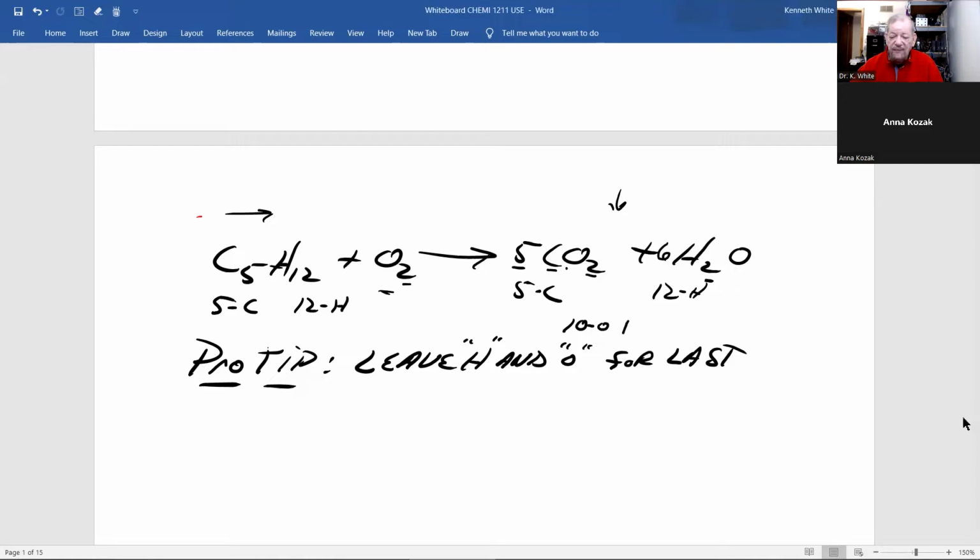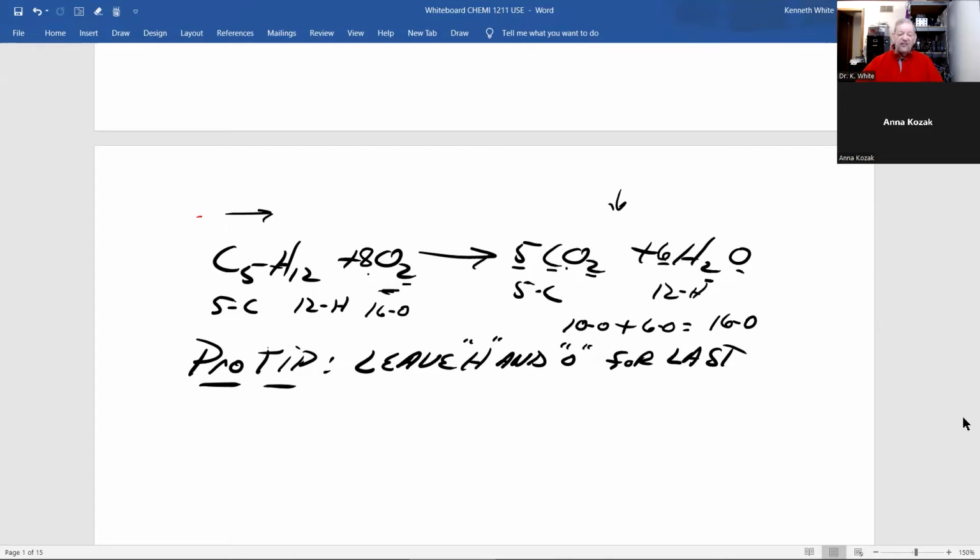Plus 6 times 1 is 6 oxygen. Add them together, and on the product side, that's the one on the right, we have 16 oxygen, if I did all my math right, which I did. Well, how do we get this side to 16 oxygen? Put an 8 in front. 8 times 2, 16 oxygen.